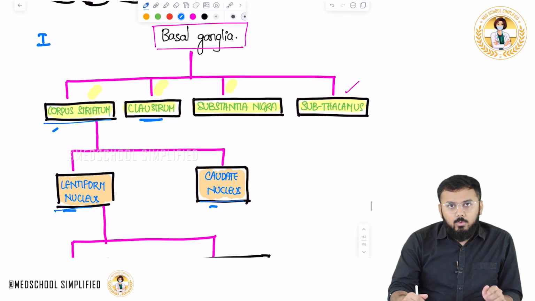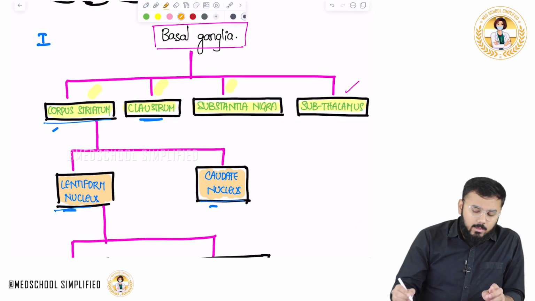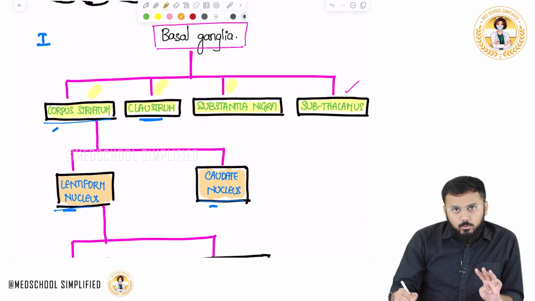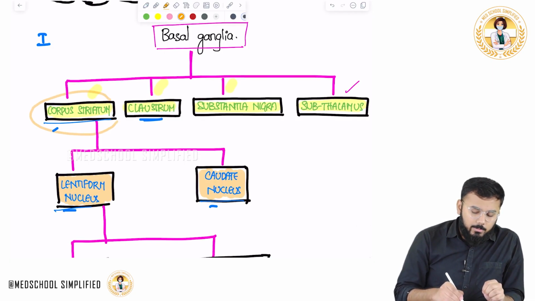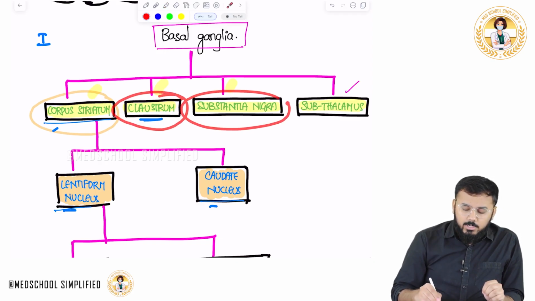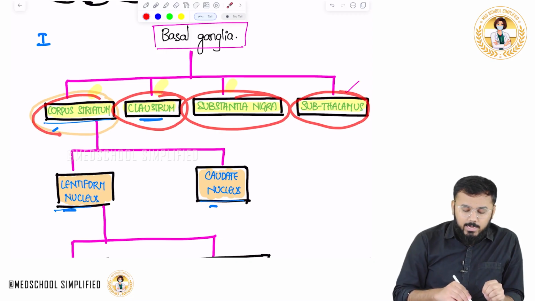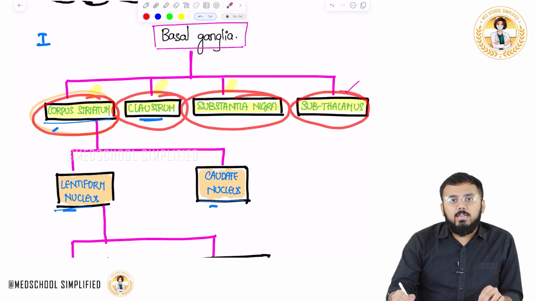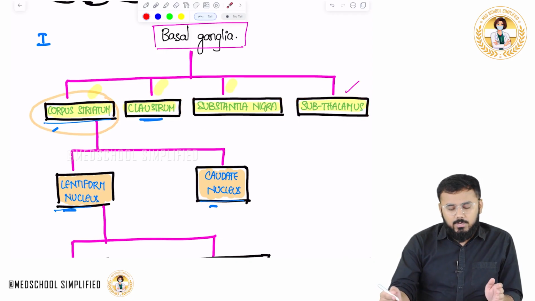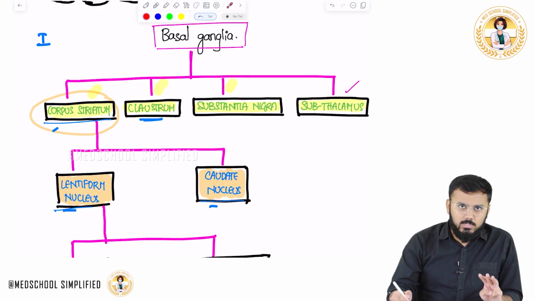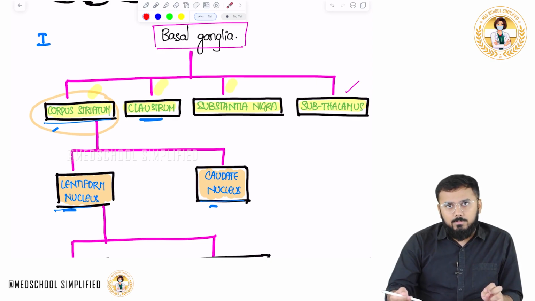Next, what did I tell you? I told you that the basal ganglia is divided into four important parts. One is called the corpus striatum. The next ones are the claustrum, substantia nigra and subthalamus. Actually, there are different classifications. We discussed three classifications completely, and this is the first classification, right?